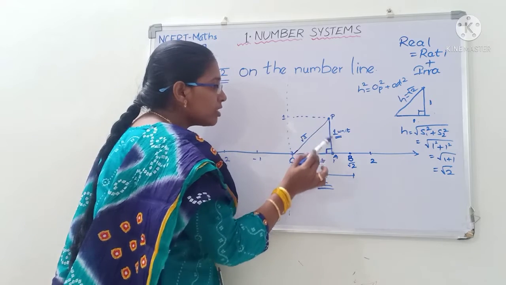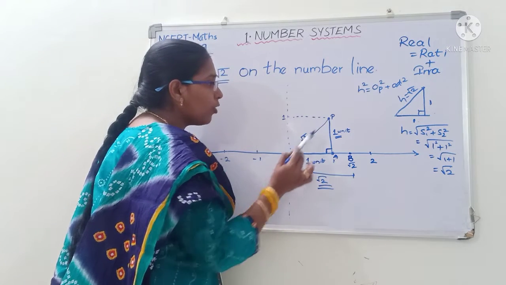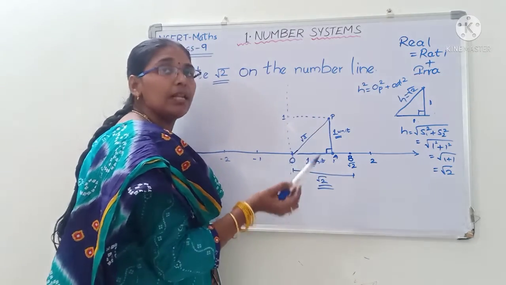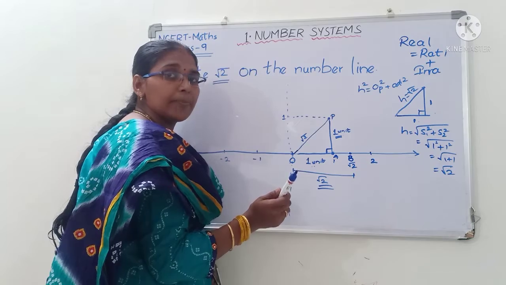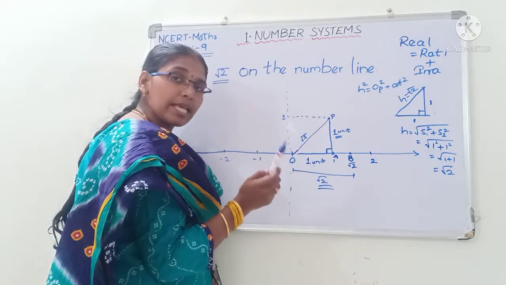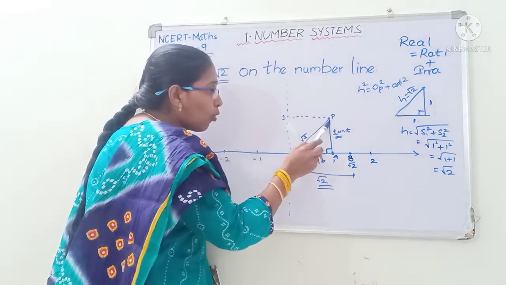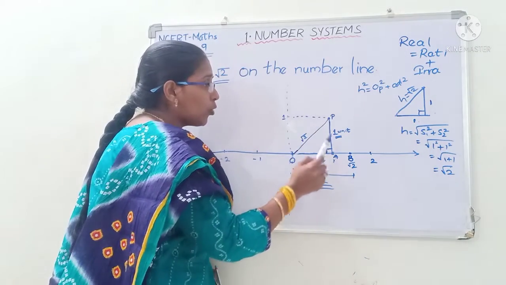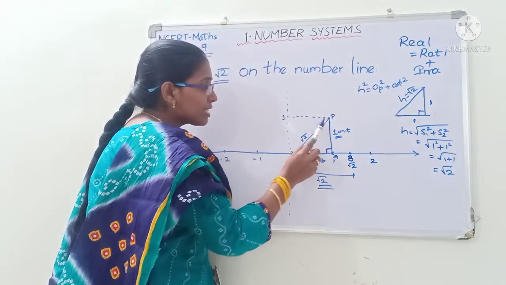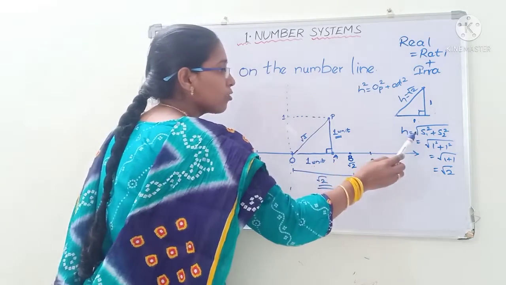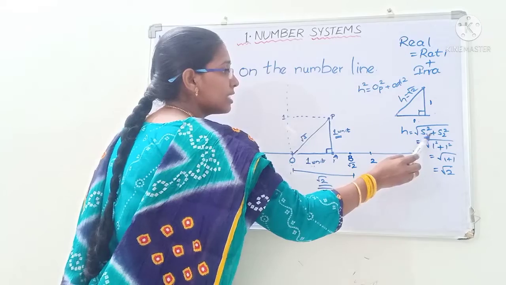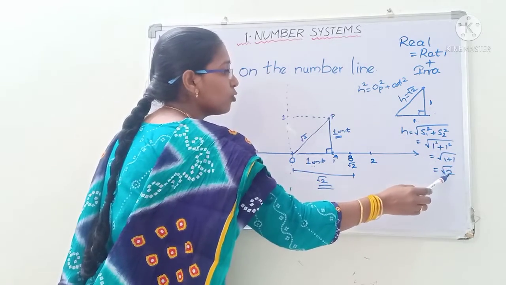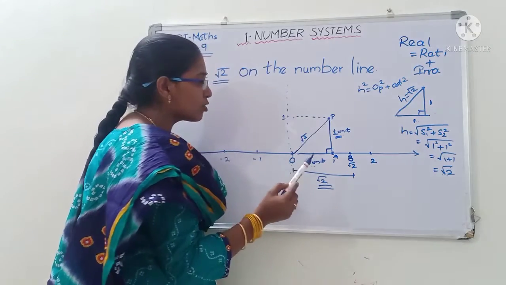Then you got these two lines here. Now join O and point P, then it will become a right angle triangle. You know the Pythagoras theorem. Hypotenuse square is equal to side square plus side square. Here OP is the hypotenuse of this right angle triangle OAP. H is equal to root of opposite side square plus adjacent side square. 1 square plus 1 square, that means root of 1 plus 1, you got root 2. So H you got as root 2.